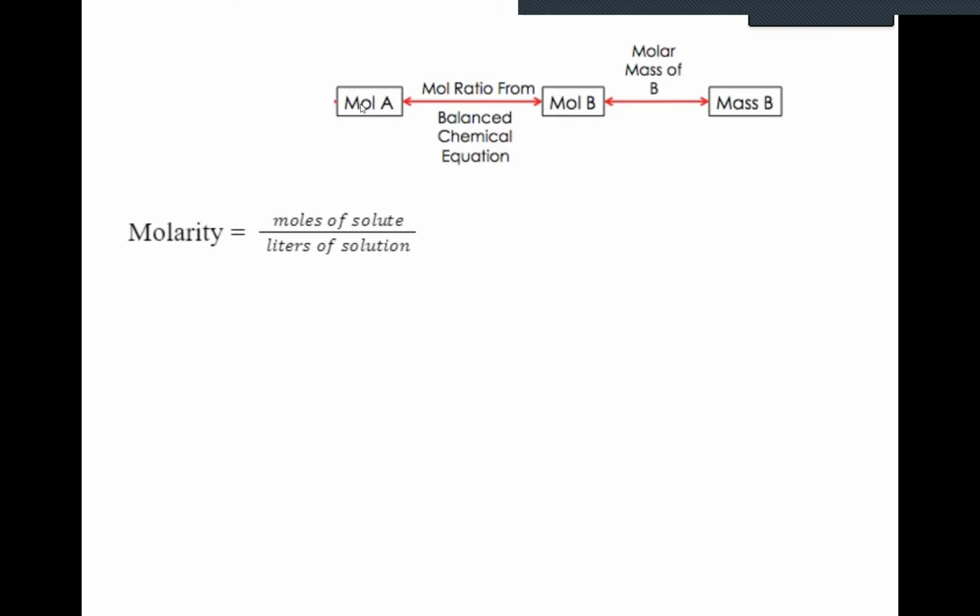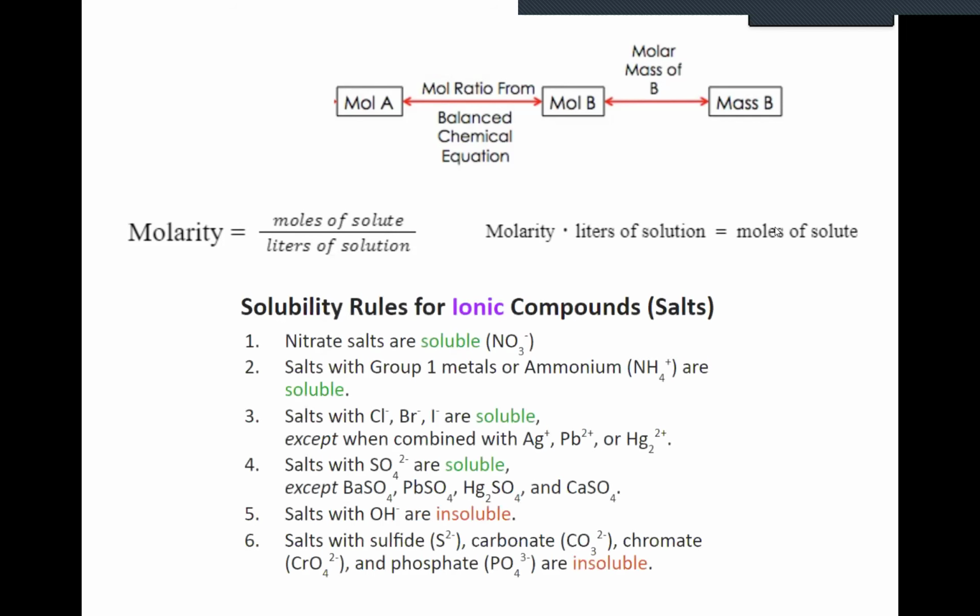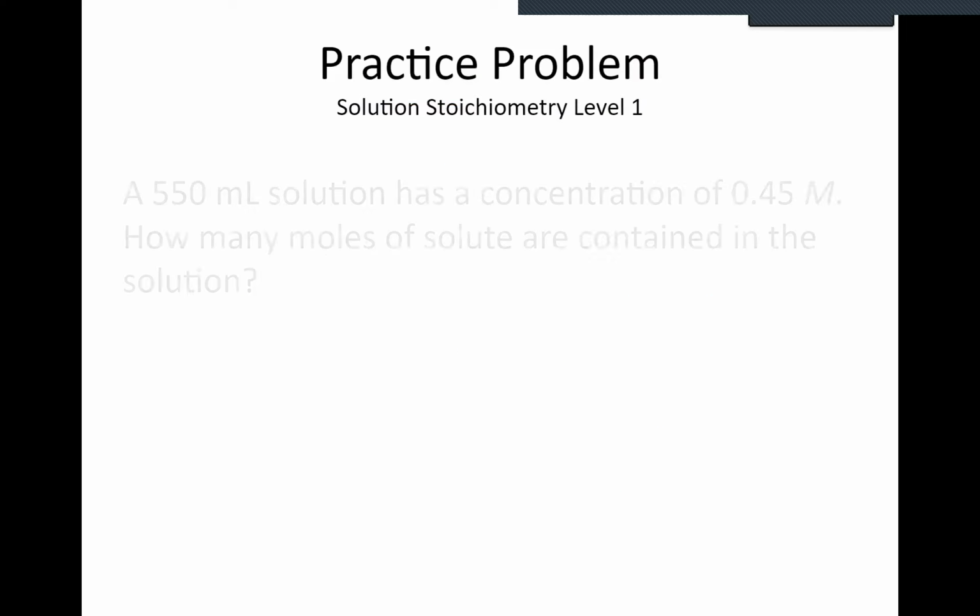Next, we're going to combine the molarity formula. Molarity equals moles over liters. And if we manipulate that equation a little bit, we get molarity times liters equals numbers of moles. We're also going to be using the list of solubility rules, which will be helpful in figuring out what is aqueous and what's not.